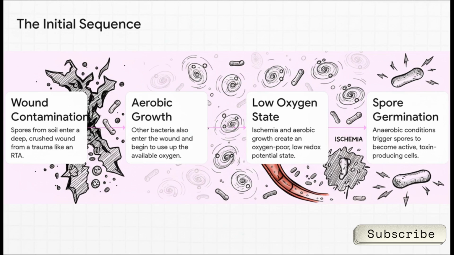Spores from the soil get into that wound, but they're not alone. Other aerobic bacteria get in there too. These aerobes start growing like crazy and use up all the local oxygen. That, plus the tissue damage or ischemia that's already reducing blood supply, creates this perfect oxygen-poor environment. And that drop in oxygen, what we call a reduced redox potential, is the exact trigger the Clostridial spores have been waiting for. It tells them, okay, time to wake up, and they germinate into active toxin-producing cells.